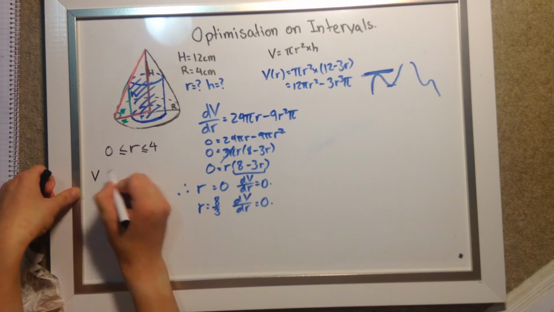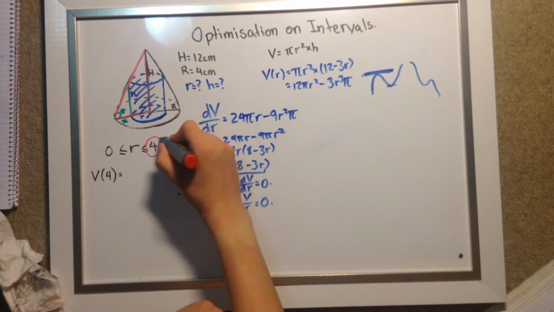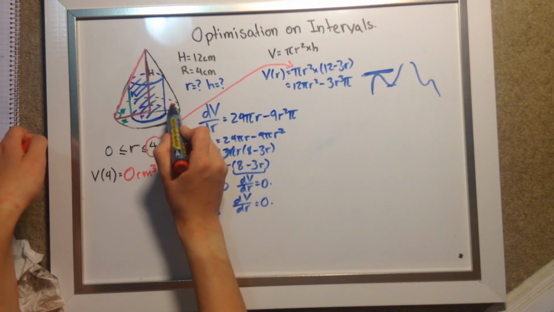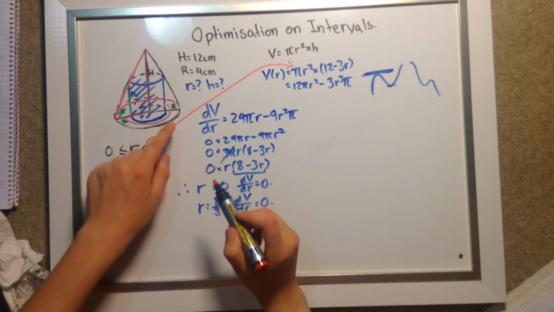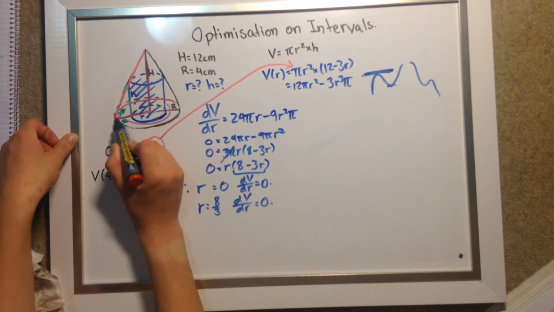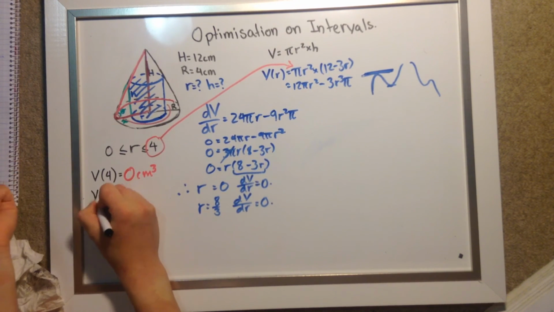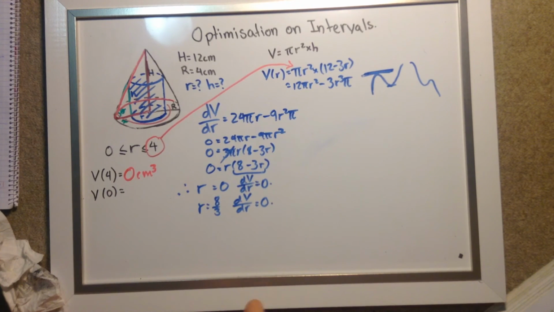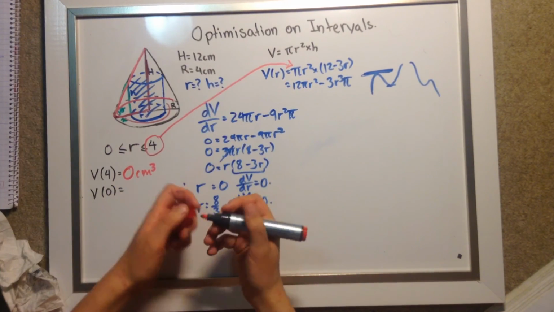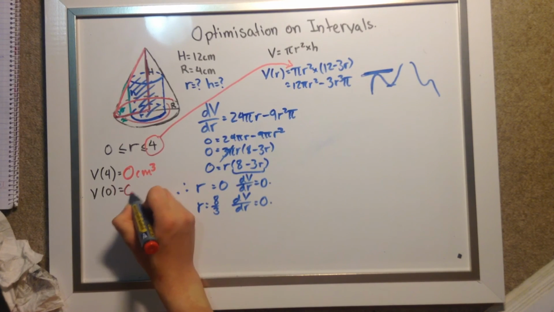If you sub 4 into what is our equation, our volume equation, you will get 0 centimeters cubed. And that makes sense, because if you have a radius of 4 centimeters, your height will be 0 centimeters, because it will already be touching the edges of the cone. So there's no volume there. And the same goes for 0, because if you have a radius of 0, the height is just going to be right up here, and that's just, you know, there's no volume in a line, at least not that I know of yet.